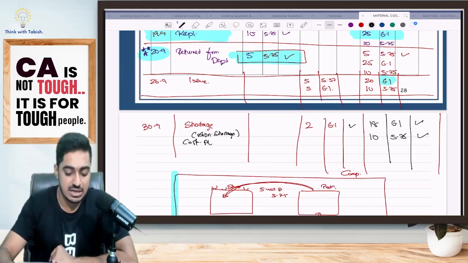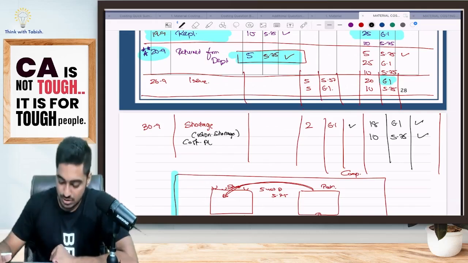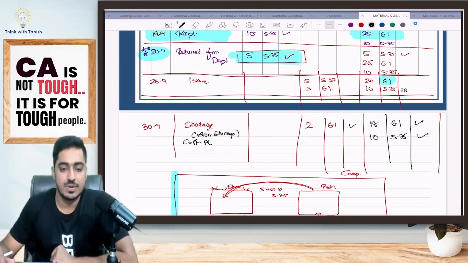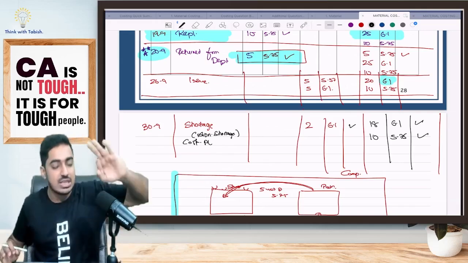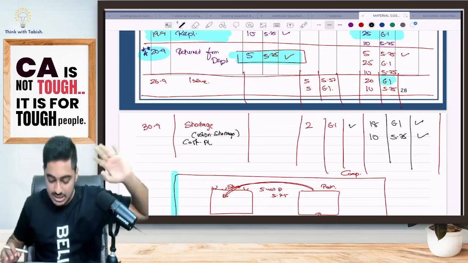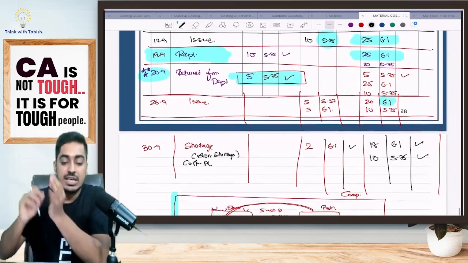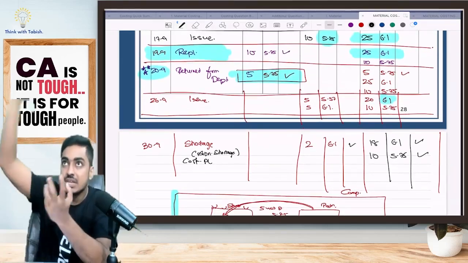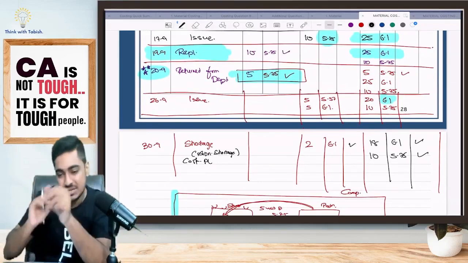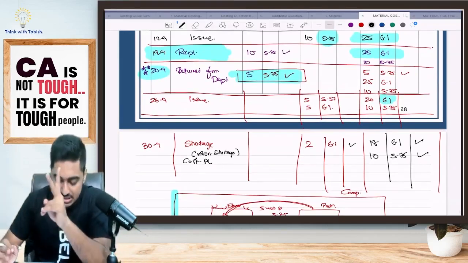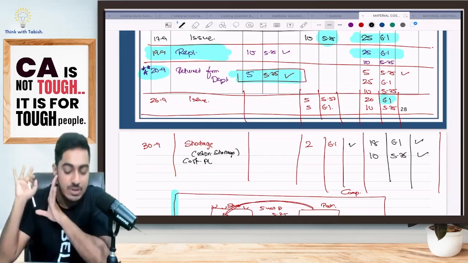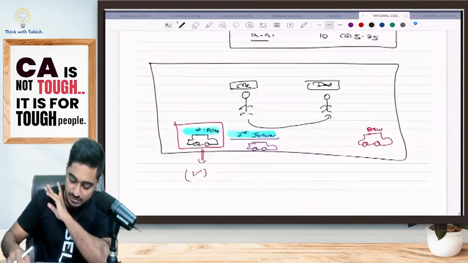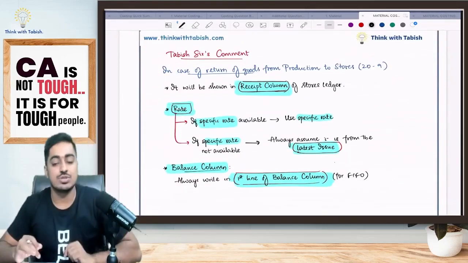Is this clear, everyone? Yes or no? In the entire question, if I have to summarize, there are 3 places where you can commit mistakes. What are the 3 places? Firstly, received replacement. While I am receiving a replacement, fresh goods will come under received. Simple, you should not commit a mistake. Second is inter-job or inter-departmental transfer. I have told you there will be no entry. Third is returned from department.